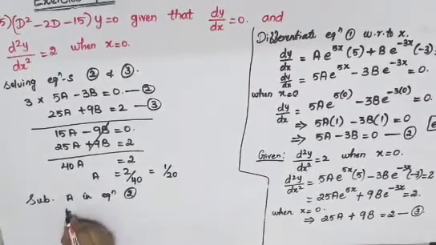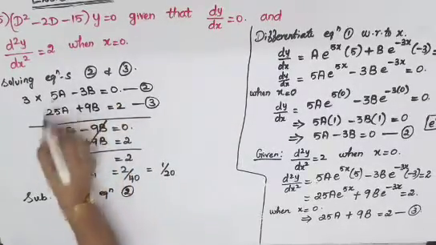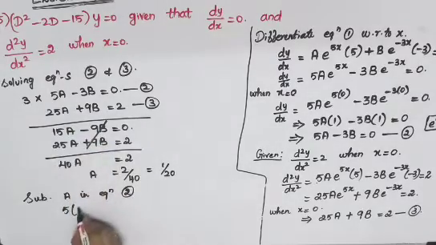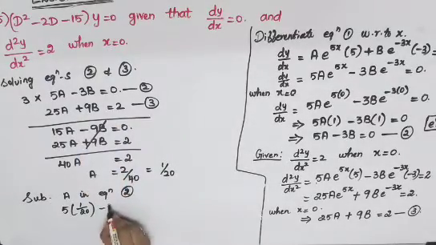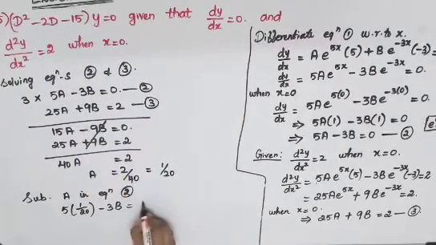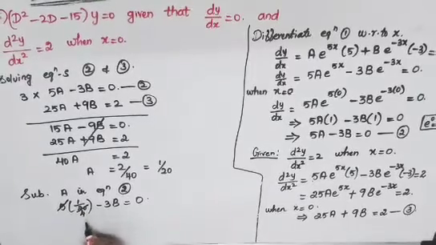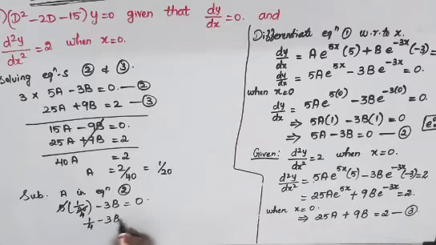So 5 into, in the value here in this equation you will have to substitute it. 5 is there, I just wrote it. So in the place of a you will have to write 1 by 20. So 1 by 20, again minus 3b is there, which is equal to 0. So you can cancel this 5 and 20, it will go 4 times. So 1 by 4 minus 3b is equal to 0.